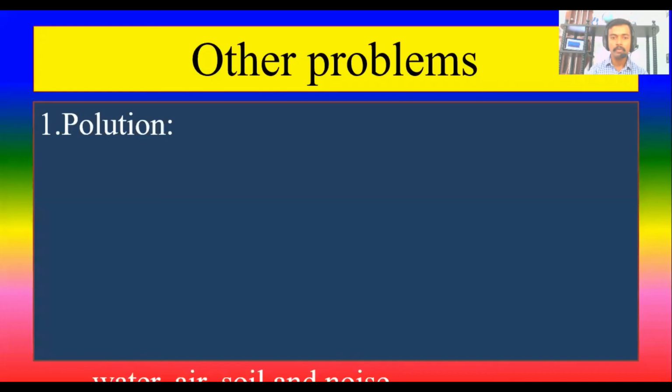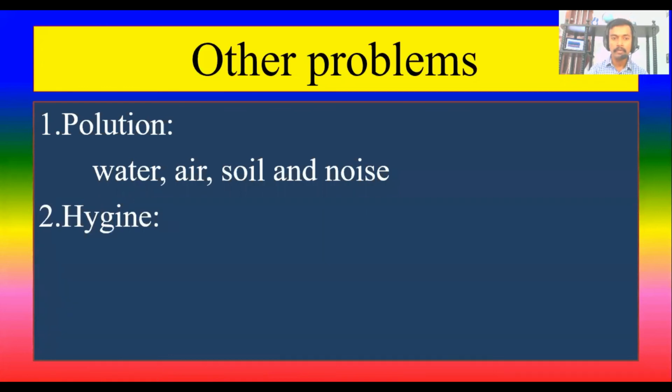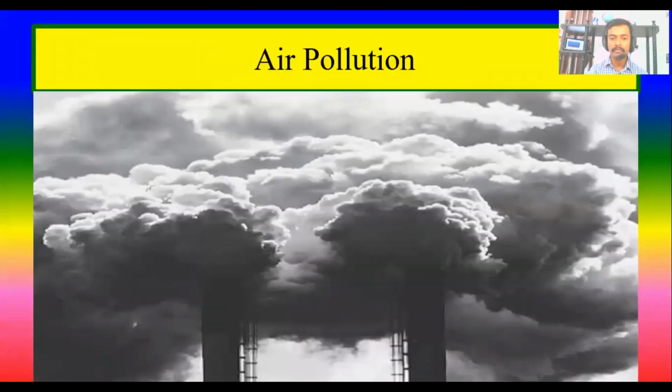Then other problems, population. Pollution problem is first: water, air, soil, noise. Then hygiene problem: food supply, health. Look at this air pollution. Nowadays it is reducing. When you travel from villages to cities, you may experience it. I have experienced it. When I travel from the village to city, Chennai, when we land there, we can feel an acid feeling. Acid means air pollution.